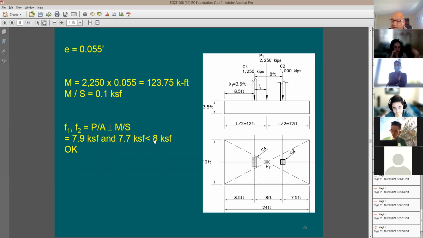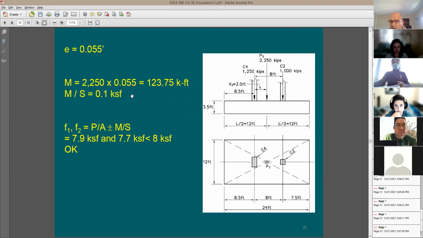In some cases, if your numbers don't work, and one of these two values is going above 8, it means that your choice was incorrect, and maybe you need to make the footing larger, or maybe you need to move this left side, maybe a little bit to the right, and so forth. Any questions on this combined footing analysis and the idea behind it?